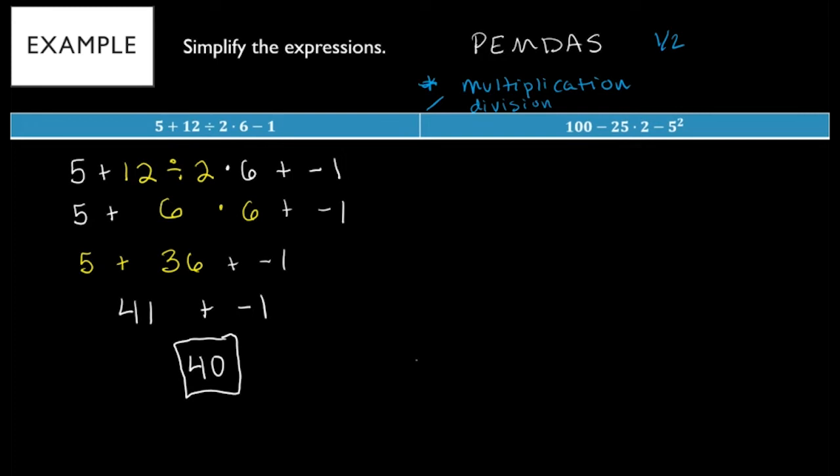Okay. So next one, we've got 100, and just getting into the habit, I'm going to write that minus 25 as adding a negative 25, times 2, plus a negative 5, and then squared. So that's minus 5 squared, which is now plus negative 5 squared.